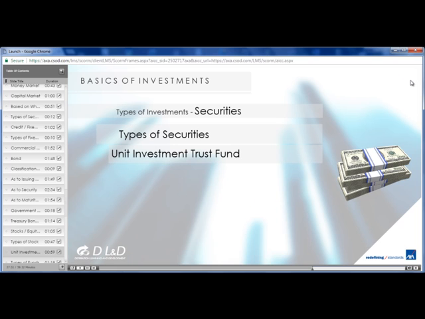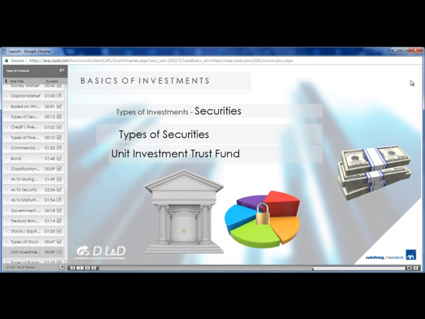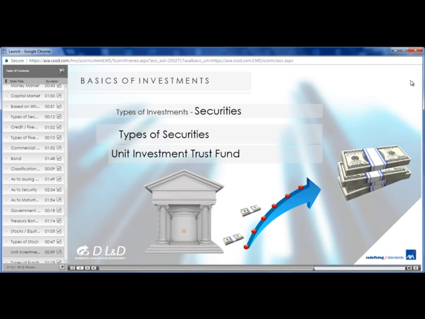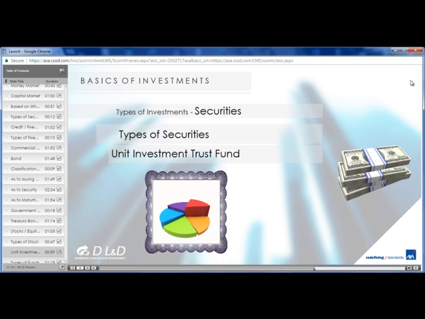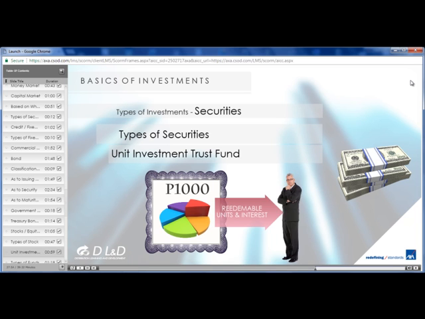Unit Investment Trust Fund. A fund that's managed by an investment company and offers a fixed portfolio of stocks and bonds that are designed to provide capital appreciation or dividend income for a specific period of time. Take this example. When you purchase a unit investment trust for $1,000, it'll be composed of underlying securities, and it issues redeemable units and interest to the investor at the end of a quarter.